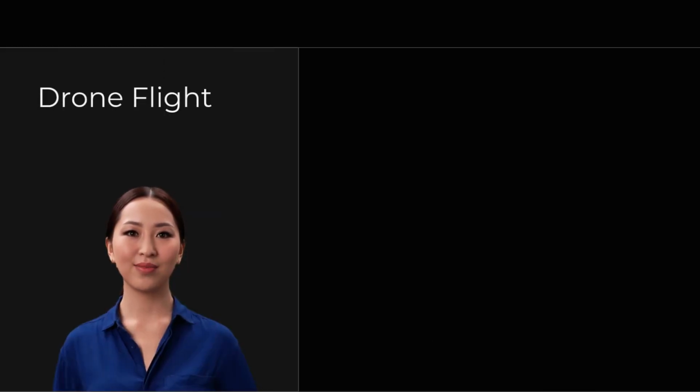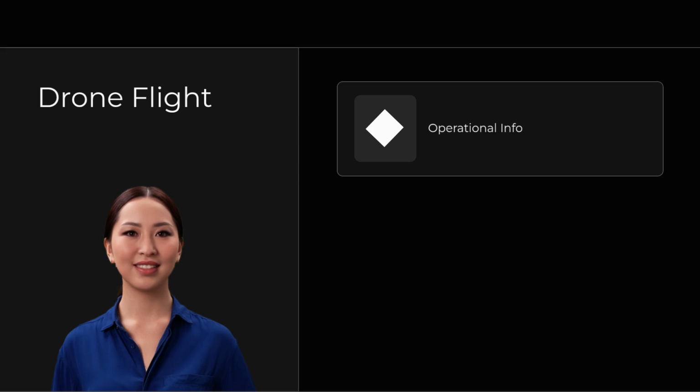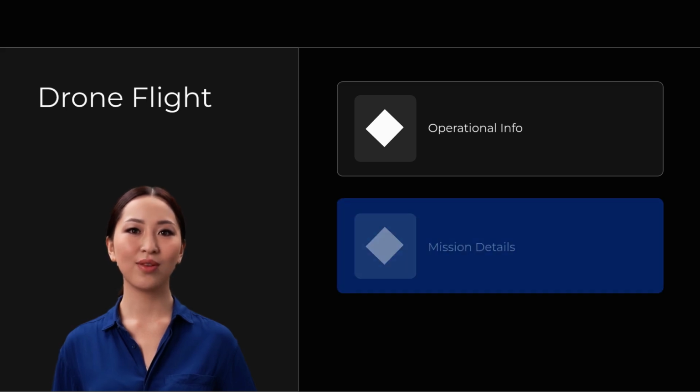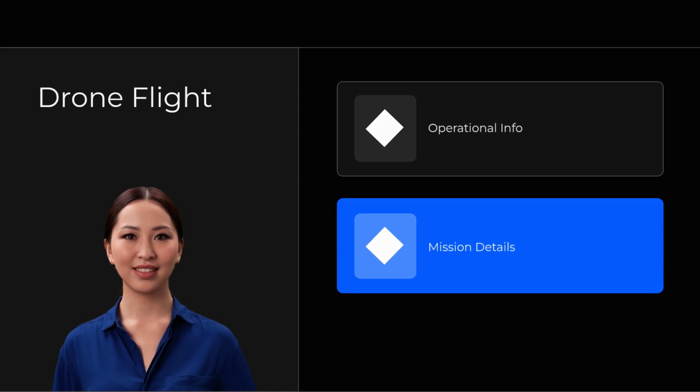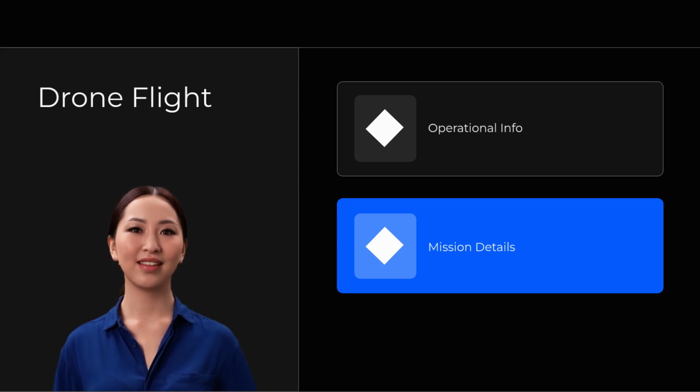Every drone flight starts with capturing essential operational information. This establishes accountability and context for the risk assessment. Key details include mission info, project name, and purpose of flight. Also, include date, time, and location. Ensure all permits and personnel are documented.